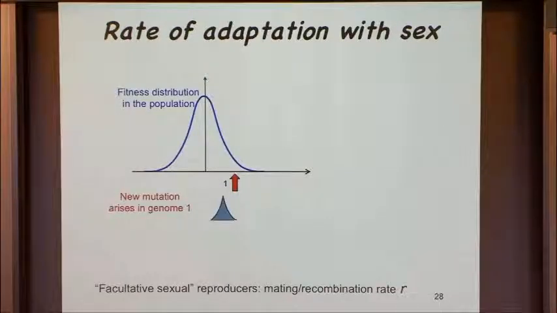So let's first think about what sex and recombination will do to the rate of adaptation in these large, rapidly mutating populations where selection is confounded by clonal competition. Okay, so suppose a new mutation comes in and happens to be in an individual which is much better than the mean in the population. Well, so carriers of that mutation are going to expand, are going to proliferate in the population.